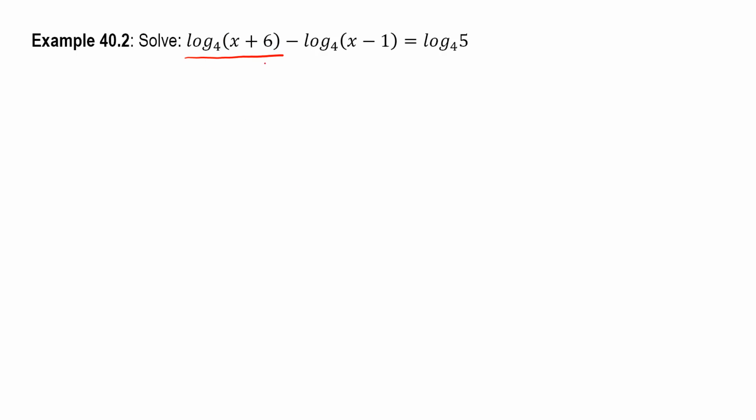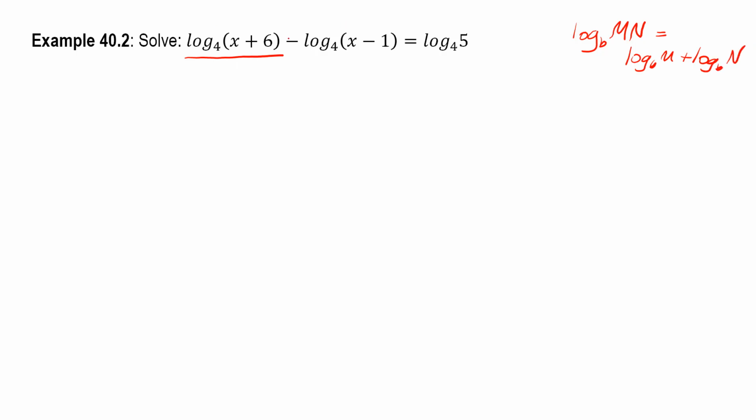And so what you would be tempted to say is, oh, well, that's log base 4 of x times 6. No, it is not. That's not what the rule says. The rule says log base b of m times n is equal to log base b of m plus log base b of n.